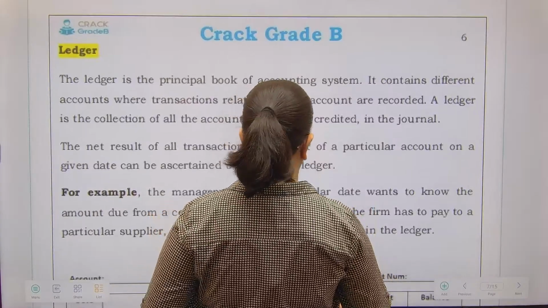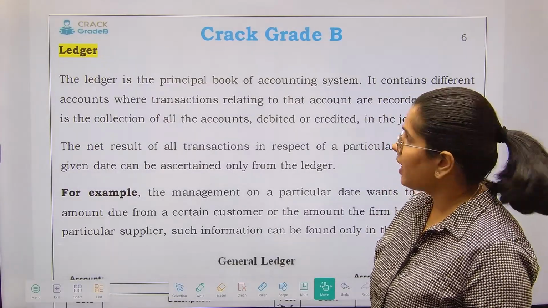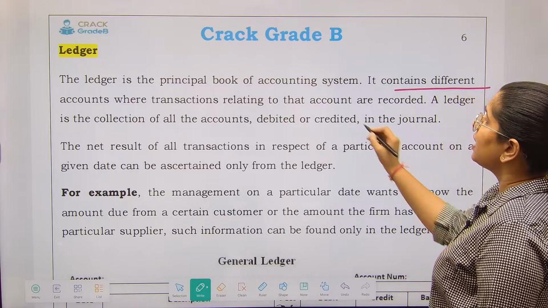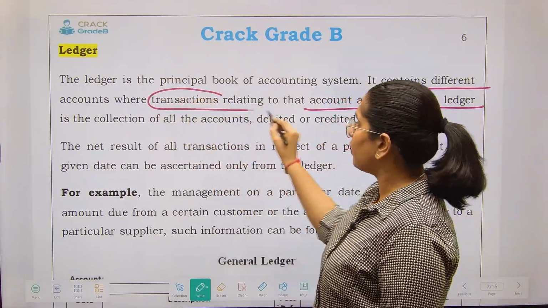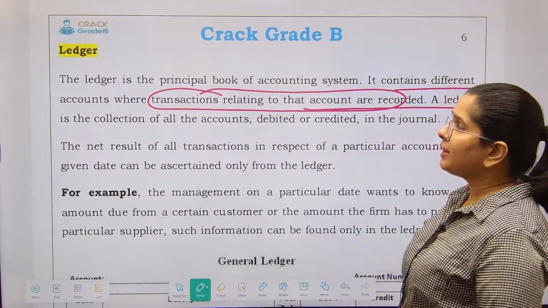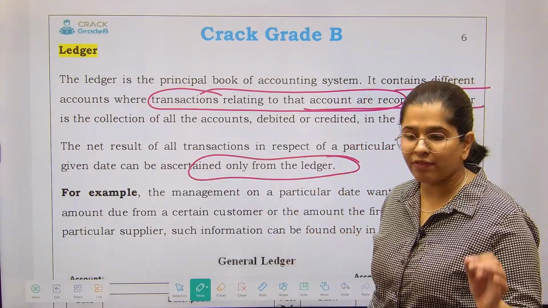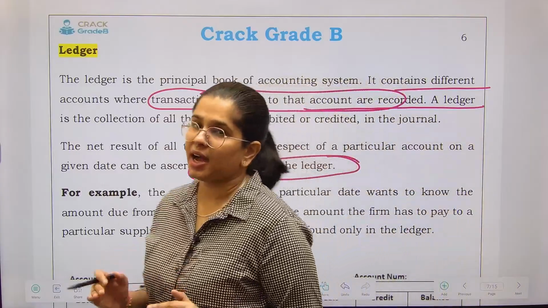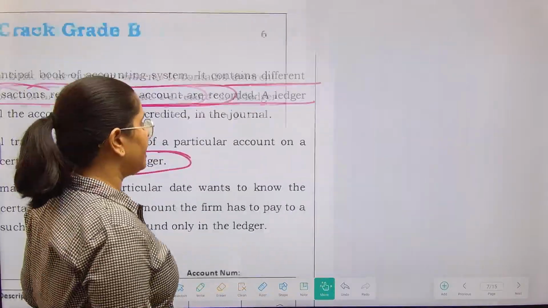The journal is called the book of original entry, and then the ledger is called the principal book of entry. So ledger is the principal book of the accounting system. It contains different accounts, where the transactions related to that account are recorded, just now how I have shown you the example of the purchase account. The net results of all the transactions give us the balance of that particular account. So for example, I have prepared the ledger of the purchases account. Let us see this.